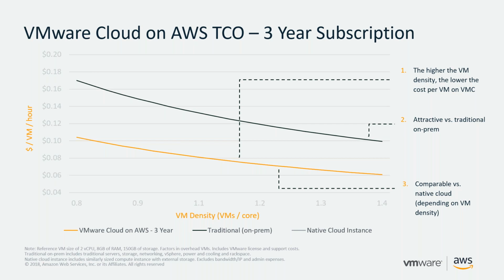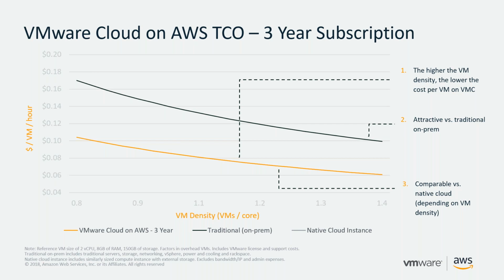And so what you'll see here in the chart are a series of two curves. We have the traditional curve shown in gray or black here that shows the average amount of spend per VM per hour using a typical on-prem deployment model. And you'll see in the small type at the bottom of the page that we're using fairly standard gear that you would find in your own data center.